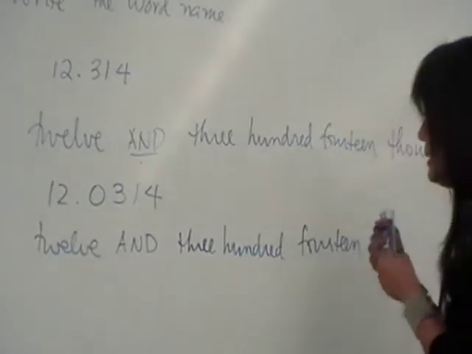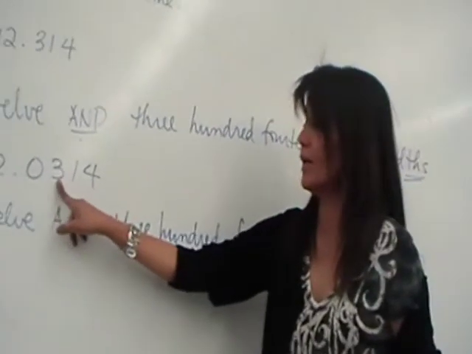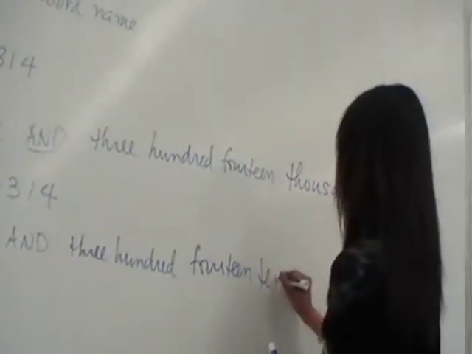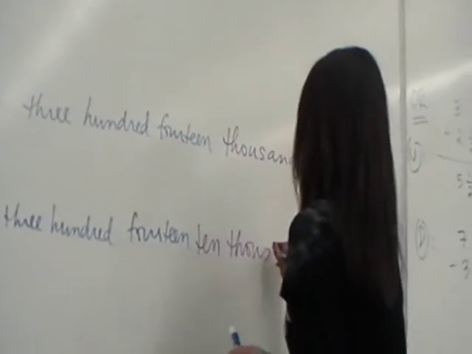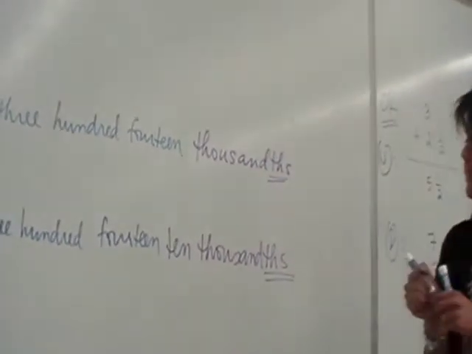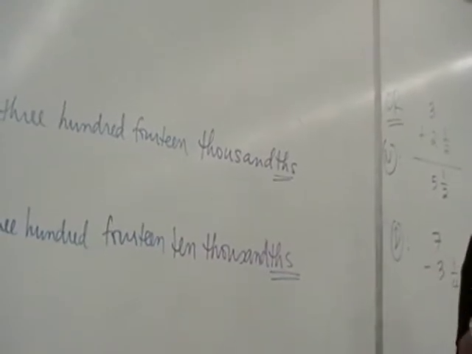But then what do I write in purple? This is tenths, hundredths, thousandths. So this must be ten thousandths. Sorry about that. I should have watched. Okay. No, my fault. No, it's okay. So 314 ten-thousandths.